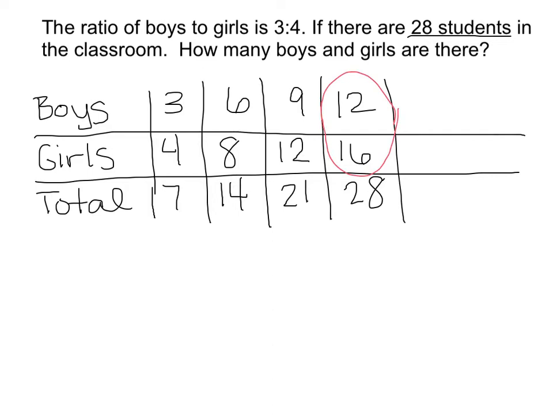So right here in our table is our answer. Just be careful that you look at what 12 is and what 16 is. So how many boys and girls are there? There are 12 boys and 16 girls. And that's how you use a table to solve a problem like this, where they give you the total and you have to find a part.